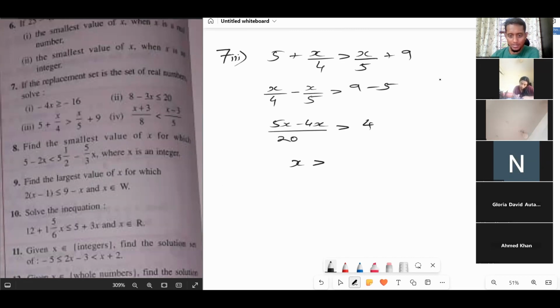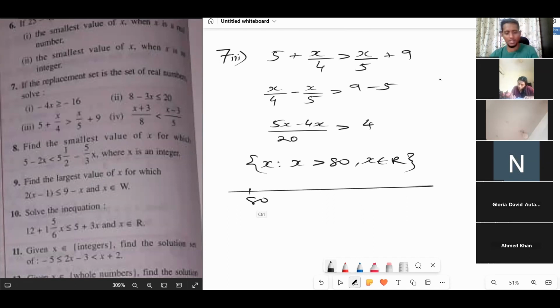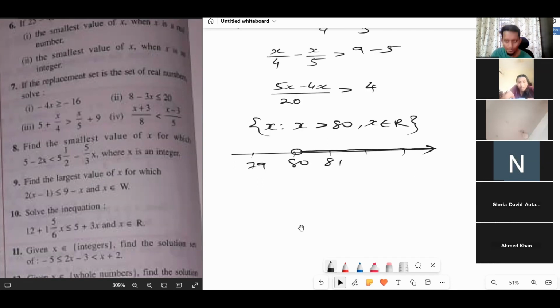Okay, x is greater than 80. So you'll write this as x such that x greater than 80, comma, x belongs to real numbers. That is your solution set. On the number line, you can just draw 80 or start with 79. Go 80, 81, white dot, and a line.